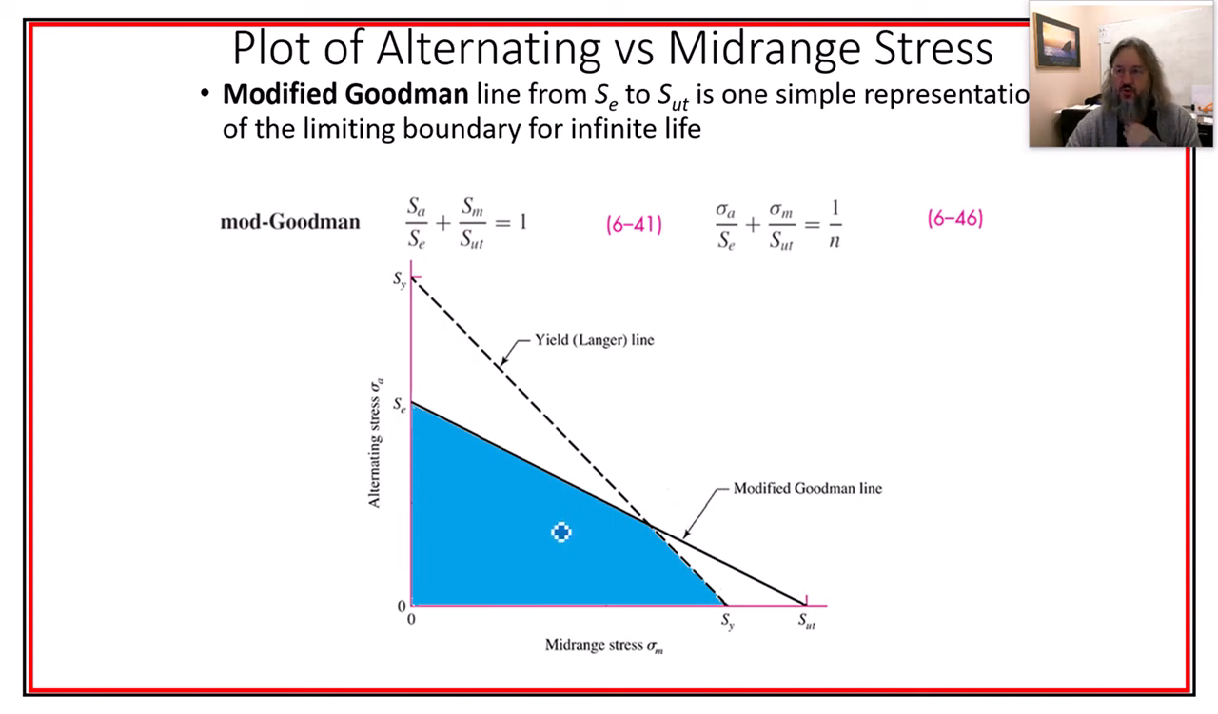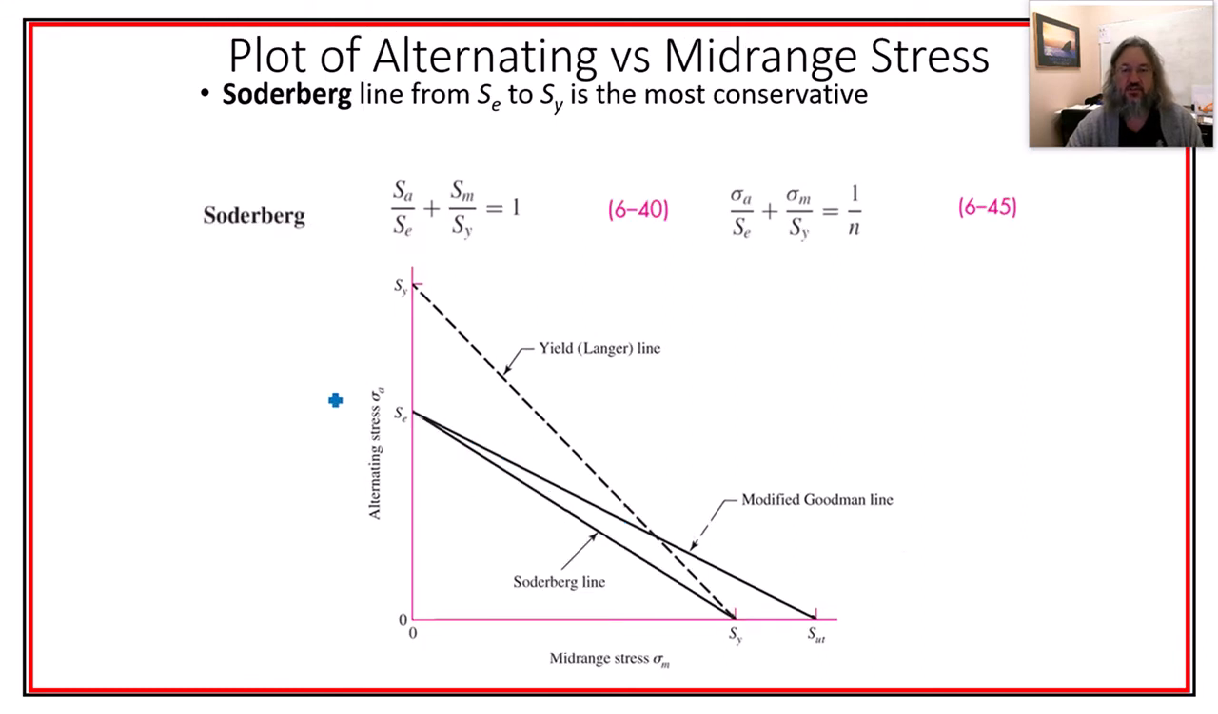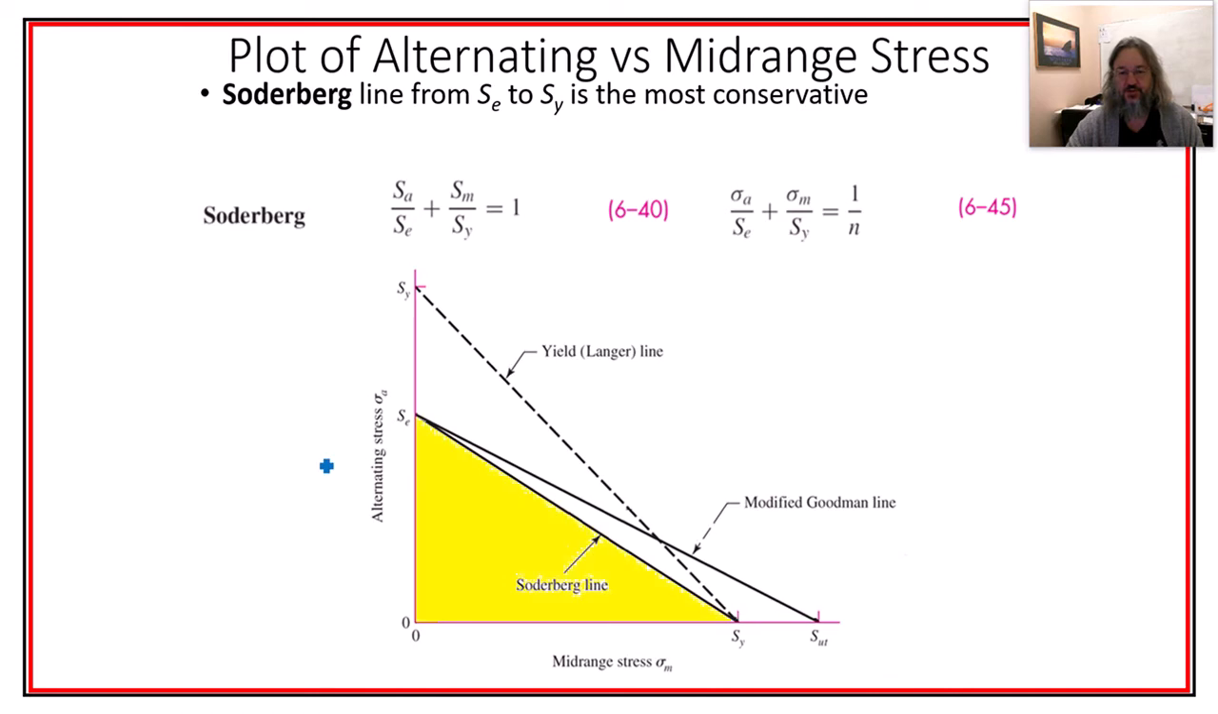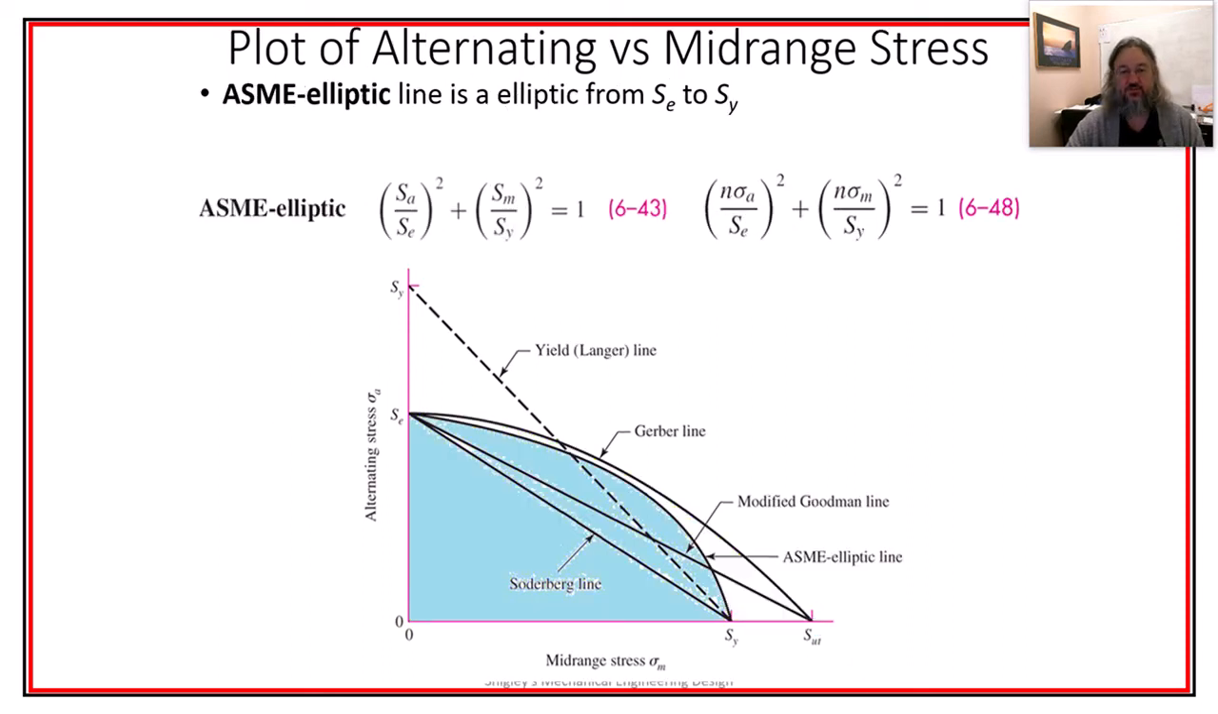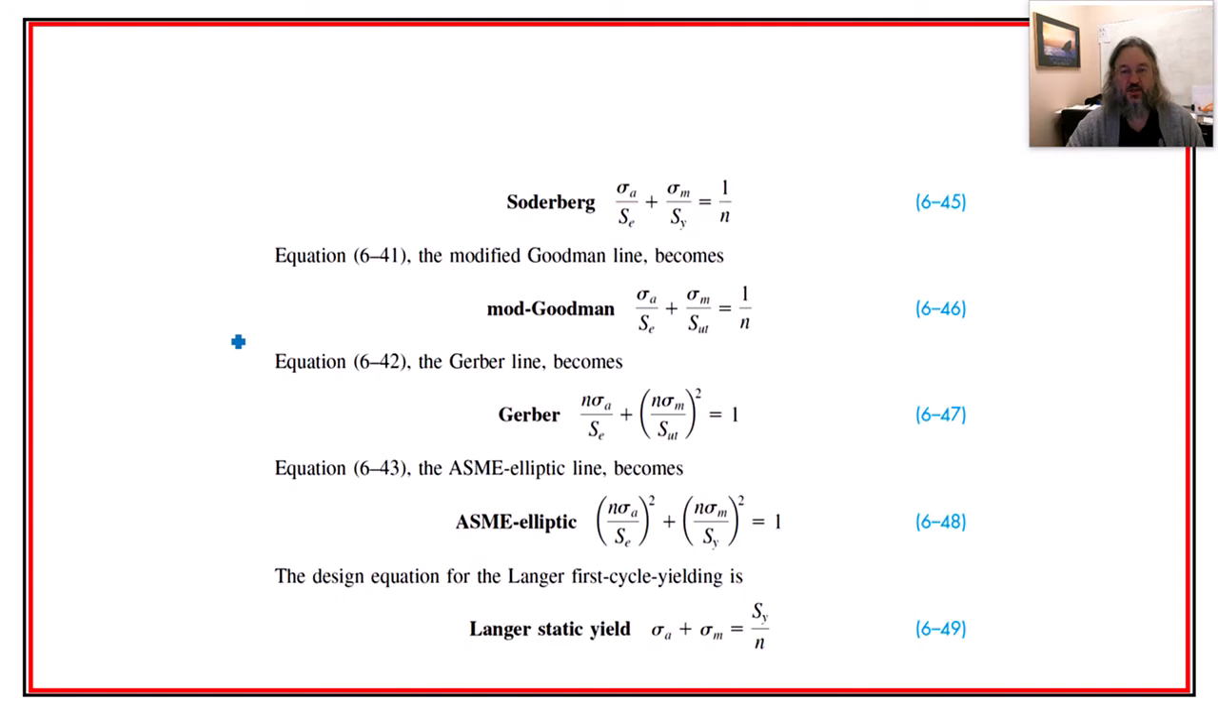Inside the blue zone, safe. Outside the blue zone, not safe. And there's the Soderberg, and you can see it's a little more conservative because it kind of cuts off right there. So there's your Soderberg. And there's the Gerber, right there. So you can see the Gerber is connected at the same point as the Goodman over here in the Ultimate. And then here is the ASME-Elliptic, which is right there.